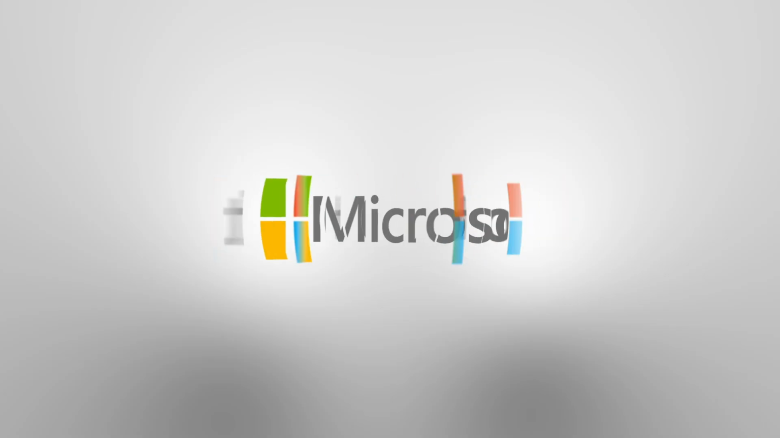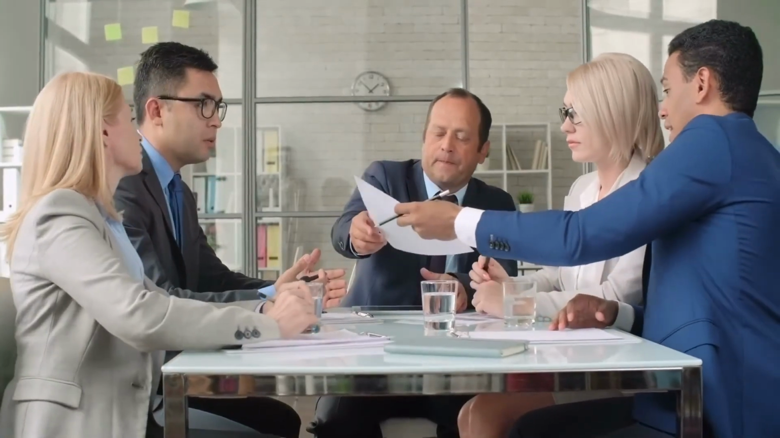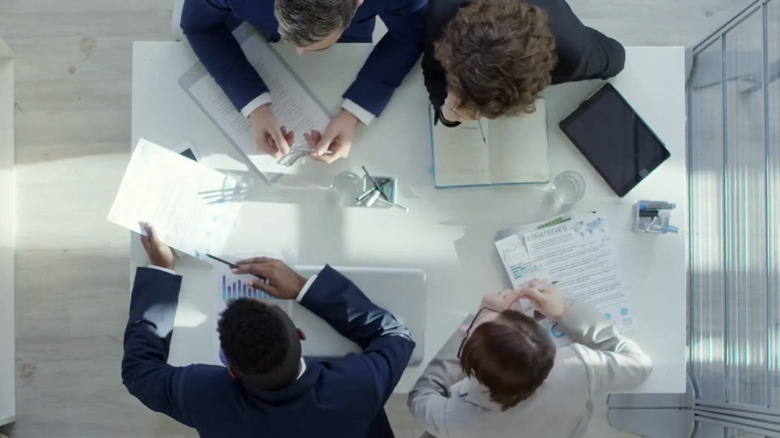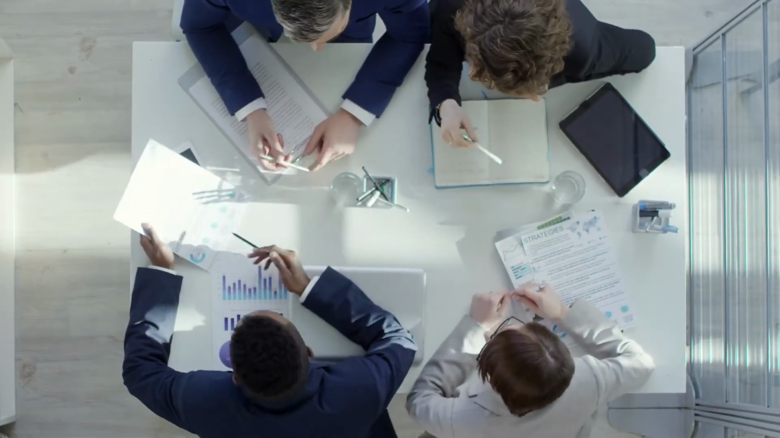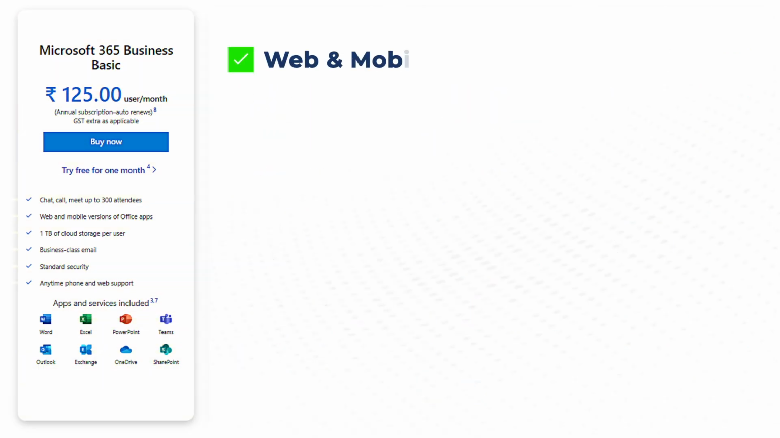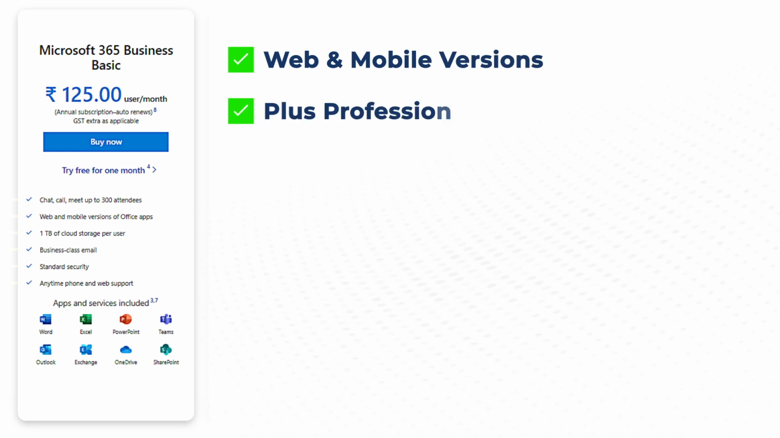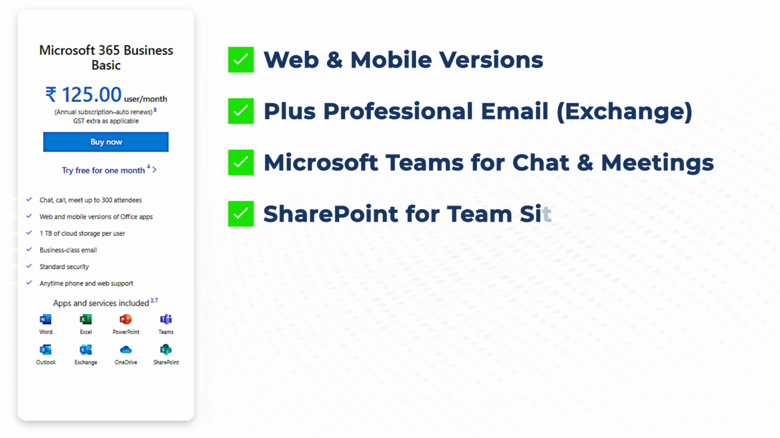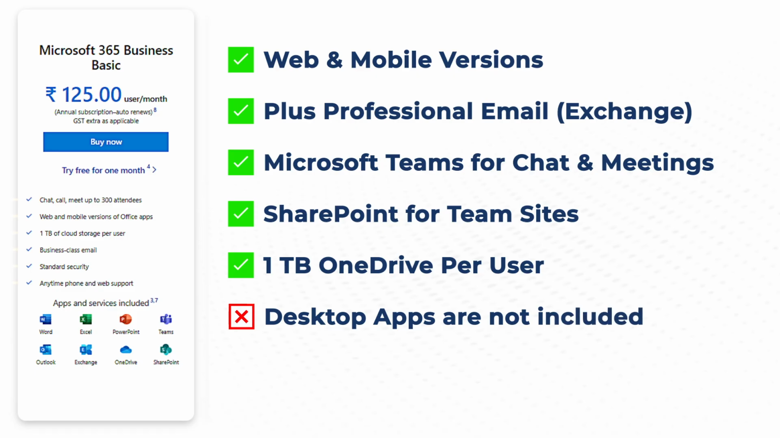If you're setting up Microsoft 365 for your business, there are powerful tools designed to boost teamwork and keep your data secure. Two of the most popular plans are Business Basic and Business Standard. Microsoft 365 Business Basic. Great if you primarily need web and mobile versions of Office apps, plus professional email exchange, Microsoft Teams for chat and meetings, and SharePoint for team sites. Includes 1 TB OneDrive per user. Desktop apps are not included.